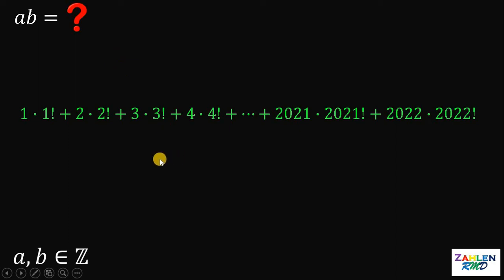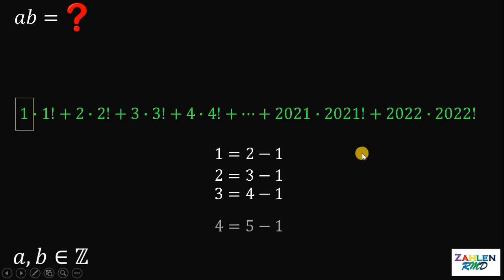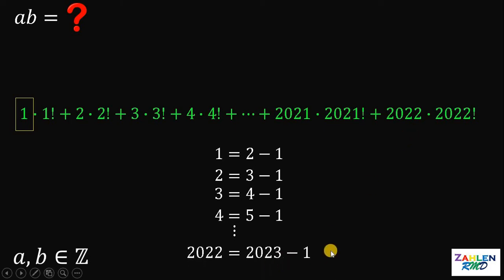Now, one thing to notice here is we have 1 times 1 factorial. We have 2, we have 3, we have 4, and this is continuous until we reach 2022. One of the things that we can notice here is this 1 can be written as 2 minus 1. Also, this 2 can be written as 3 minus 1. This 3 can be written as 4 minus 1, and so on and so forth until we reach 2022. We can rewrite this as 2023 minus 1.